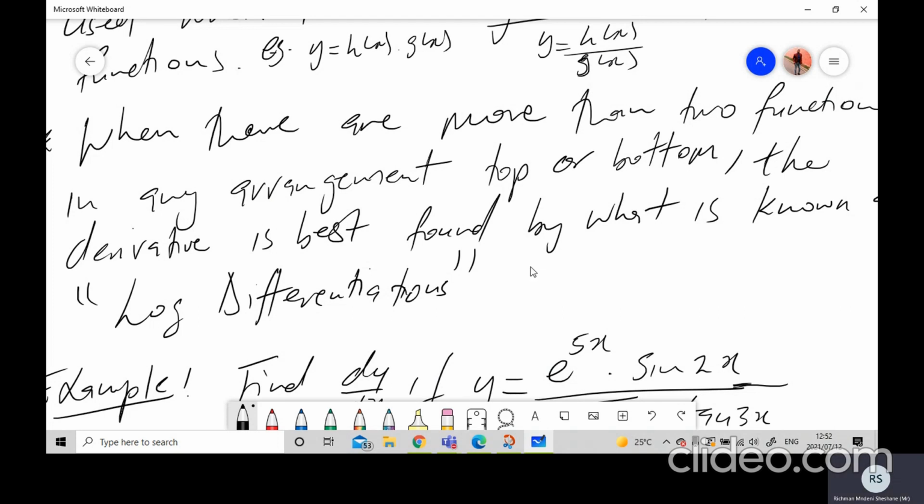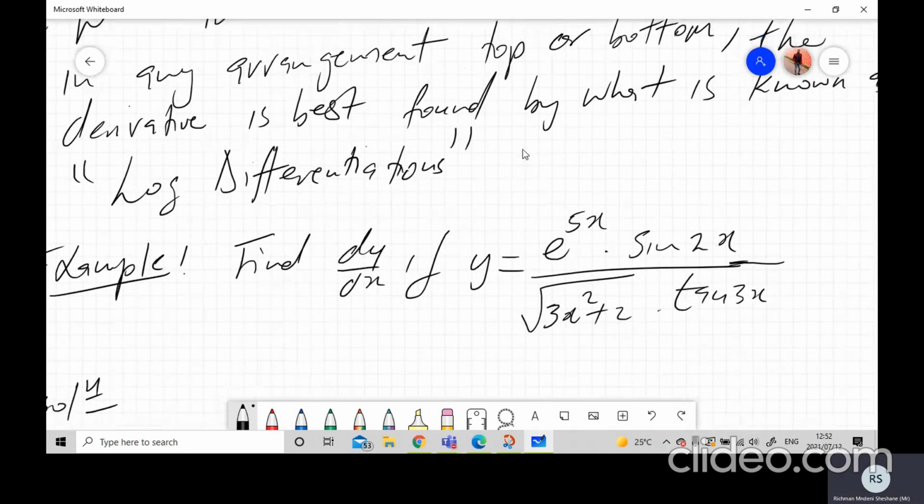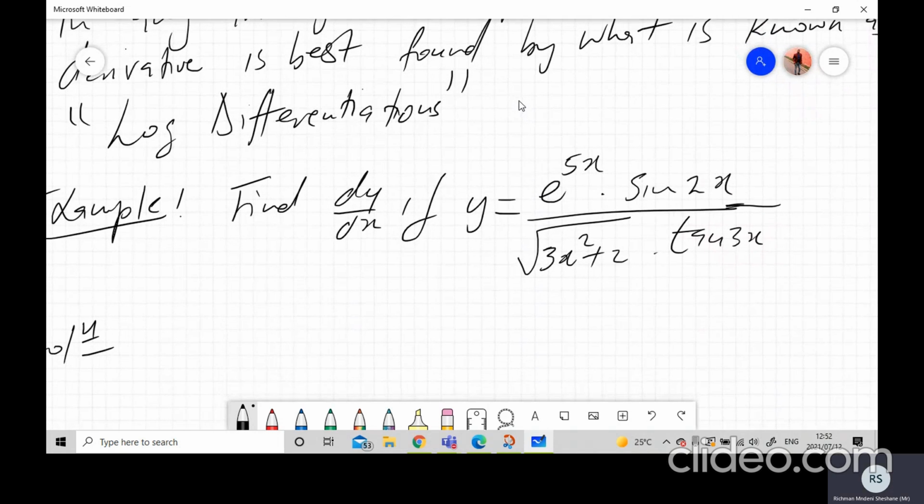For example, let's look at this example one. Let's say we want to find the derivative of y, where y is a function of x. As you can see, y is a product of more than two functions, in any arrangement, in the numerator or denominator or the product, but it's more than two factors. How many? 1, 2, 3, 4. We have four factor functions. So to find the derivative of this, it's best to use log differentiation.